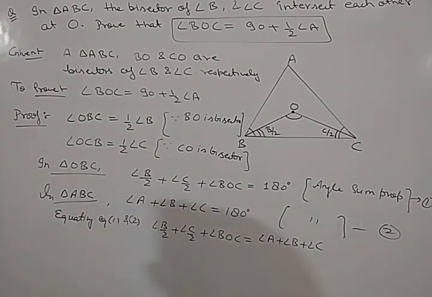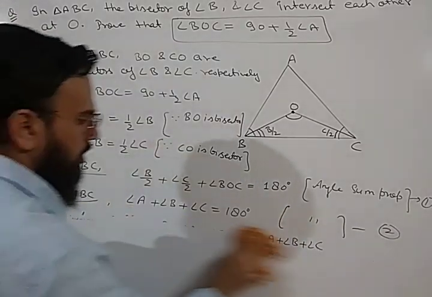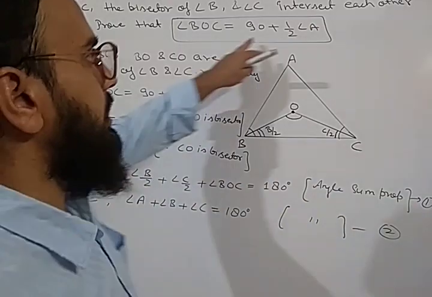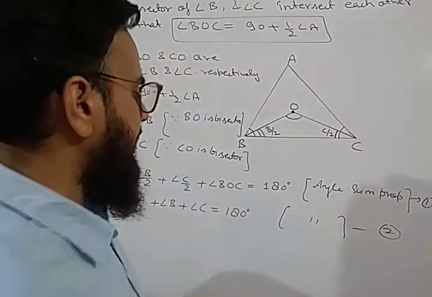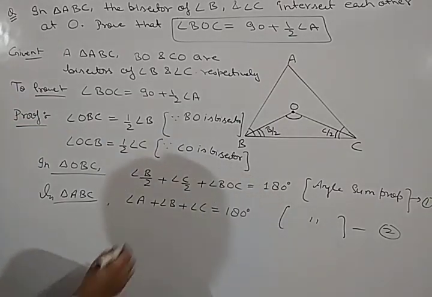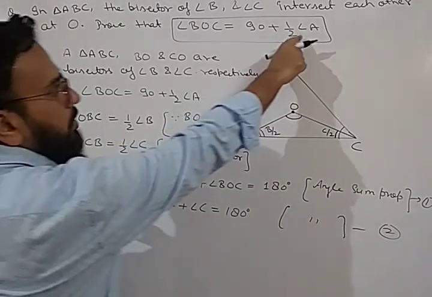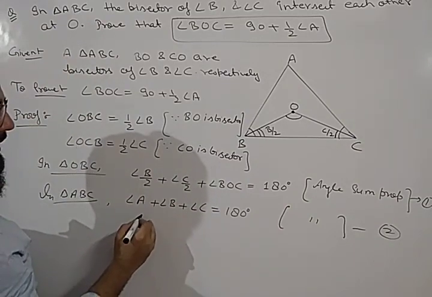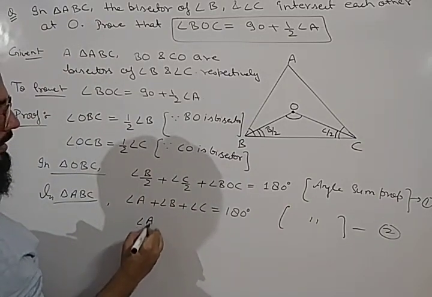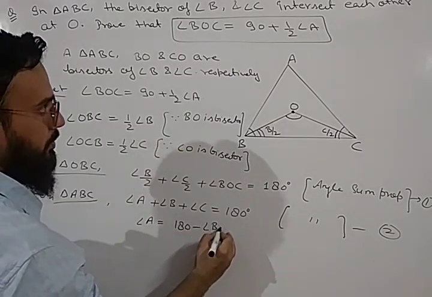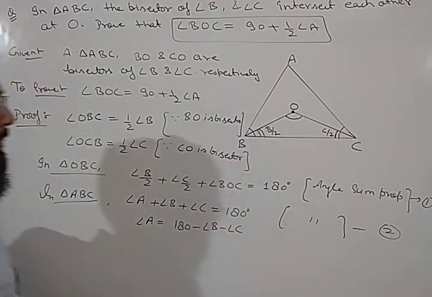Or let us do it in a simpler way, because we have to find out only A by 2. In the question we have been given only A by 2. So let us eliminate the angles B by 2 and C by 2. How can we eliminate them? We have to take the value in terms of angle A only. So from equation number 2, we can write angle A is equal to 180 minus angle B minus angle C.